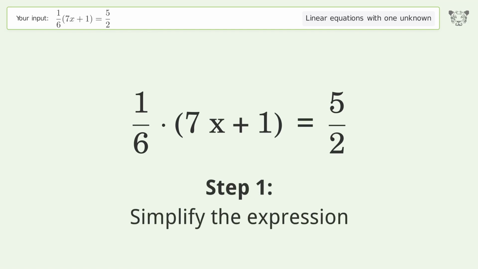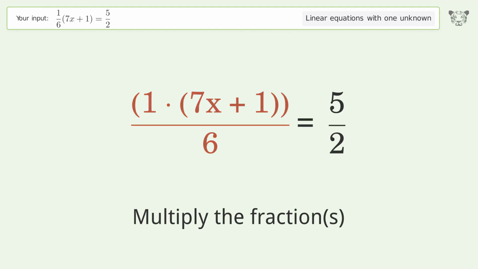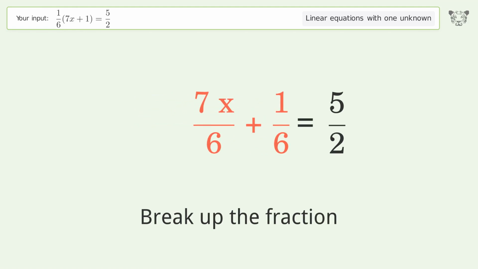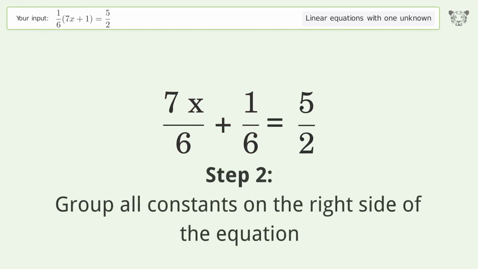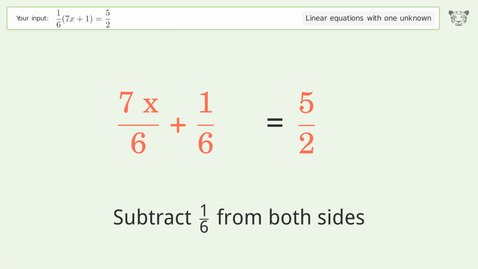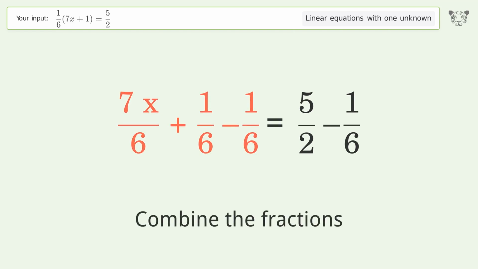Simplify the expression. Multiply the fractions. Break up the fraction. Group all constants on the right side of the equation. Subtract 1/6 from both sides. Combine the fractions.